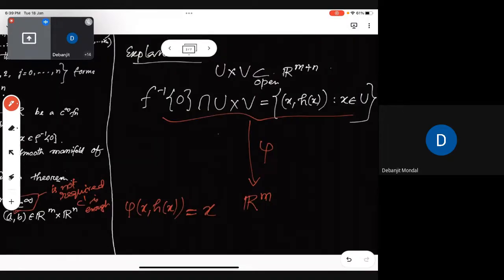So what I'm up to is the formation of certain charts. This will give you charts. U cross V intersection f inverse 0 gives you a chart of f inverse 0. Does it make sense to everybody?